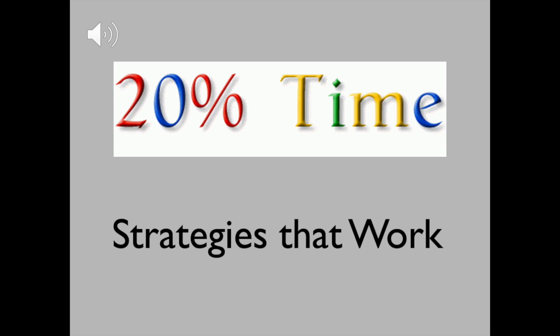Strategies that work. What if you allotted 20% of your instructional time to have students explore topics, interests, and passions of their own choosing? With guidance from teachers, they can connect the projects and learning experiences explored during the 20% to the curriculum. Also known as 20% time or genius hour, this approach puts learners in the driver's seat.